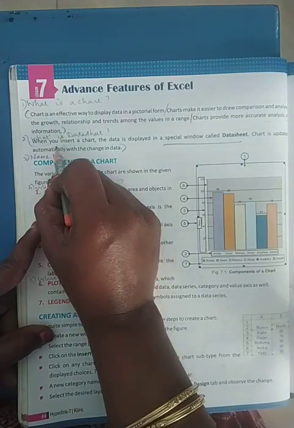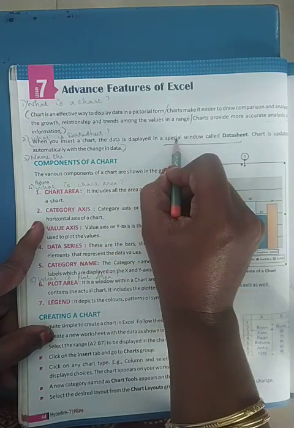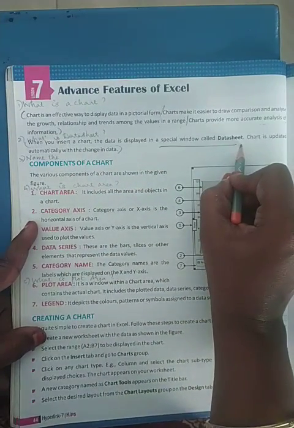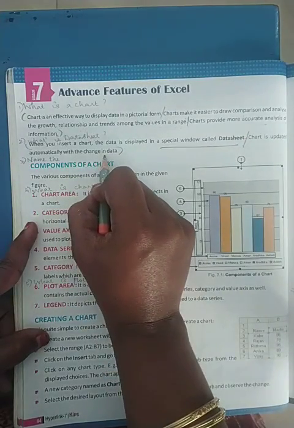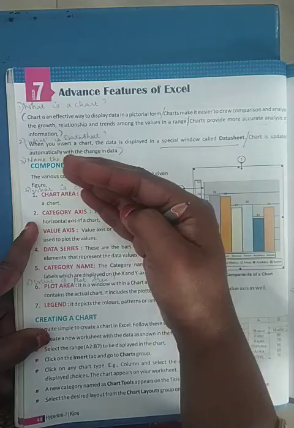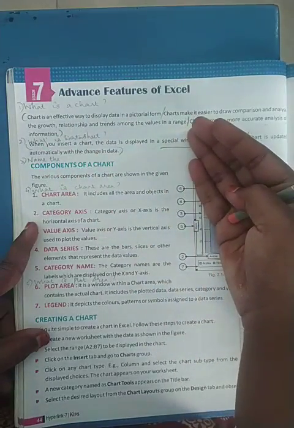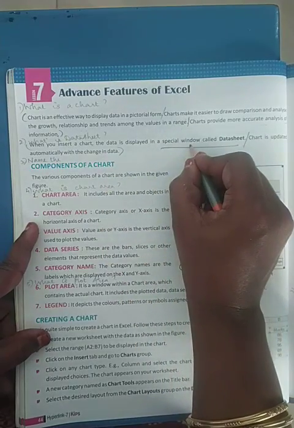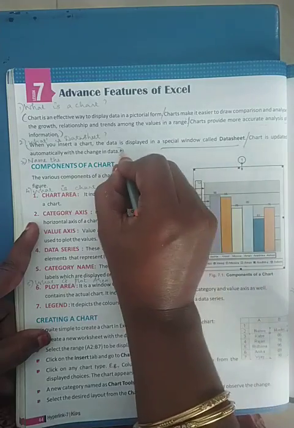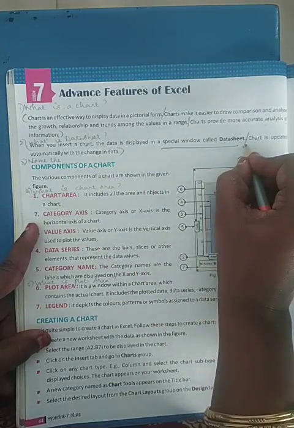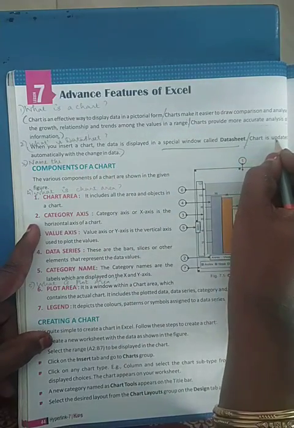The next one is, what is a data sheet? To insert a chart, the data is displayed in a special window called the data sheet. Then the chart is updated automatically with the change in data. The data sheet is the sheet with the data, and that data is used to draw the chart. Whenever there is a change in the data, the chart is also updated.